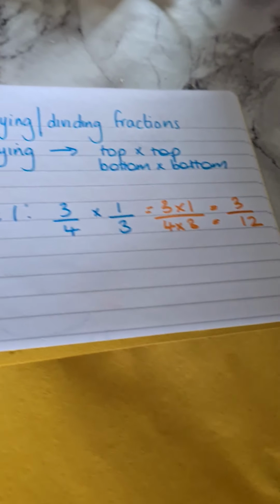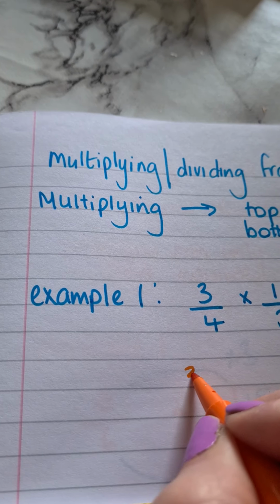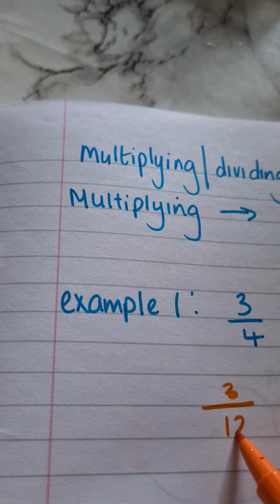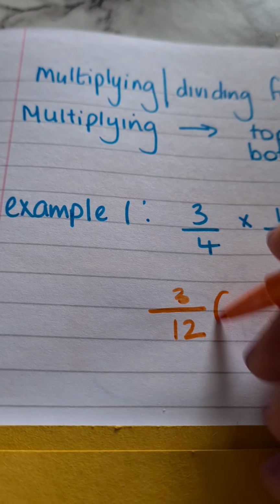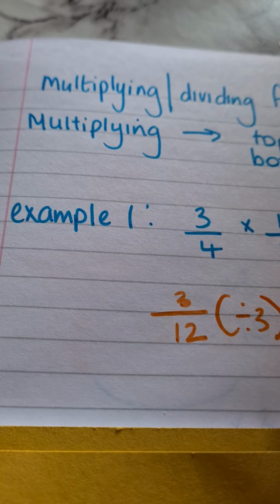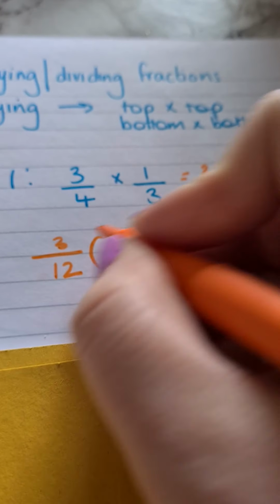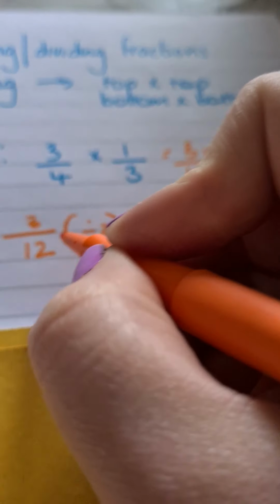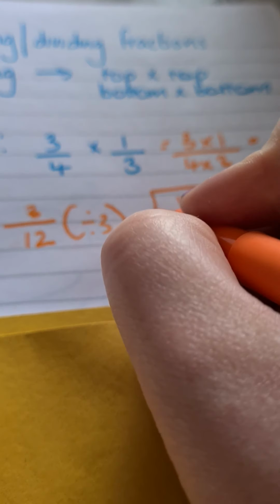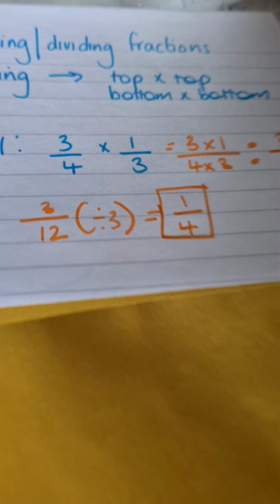Now 3/12 we can simplify down. So if we just take it over here, divide both by 3. Why 3? Because 3 is the highest number that divides into both of those. 3 divided by 3 is 1. 12 divided by 3 is 4. So your final answer would be 1/4.